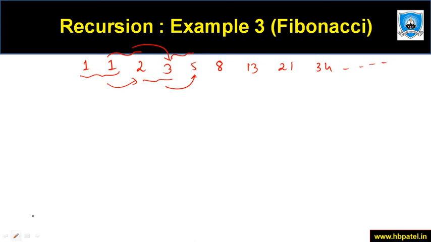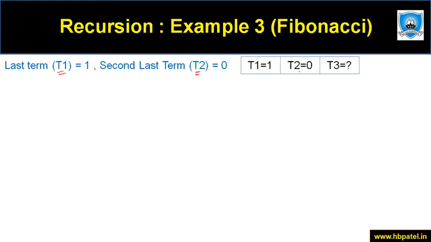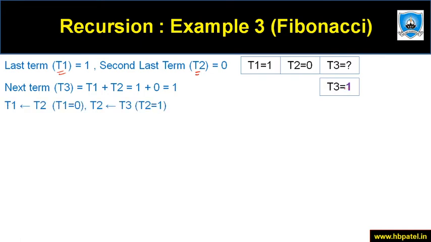Now let us try to implement this using recursion. So we start with two terms, the first term and second term, t1 and t2, and initial values of t1 is 1 and t2 is 0. Right, so t1 is 1, t2 is 0, and t3, how we are going to calculate t3? It will be the addition of t1 plus t2. So 1 plus 0, so that is 1. And then what are we going to do? So t2 we are going to put in t1, then t3 we are going to put in t2. So the new value of t1 is 0, the new value of t2 is 1.